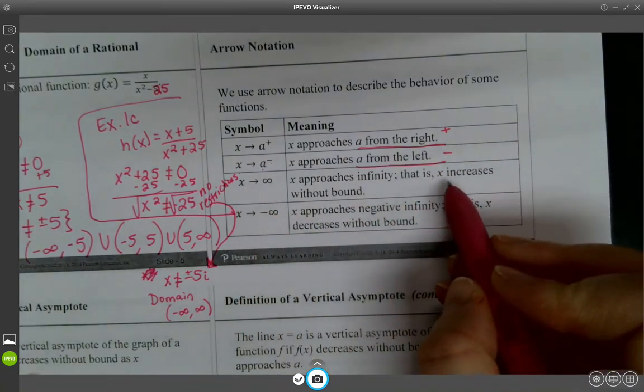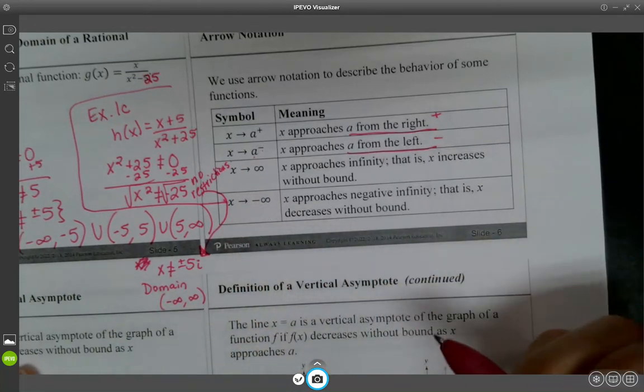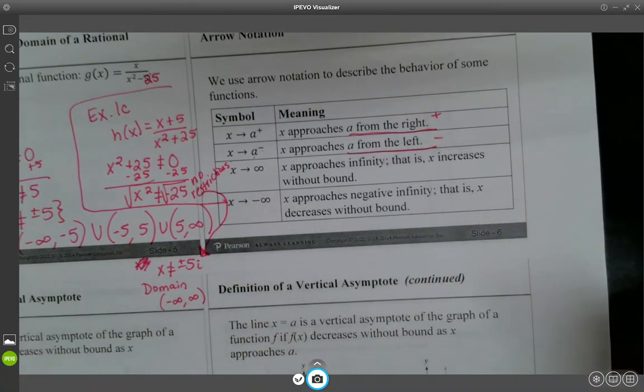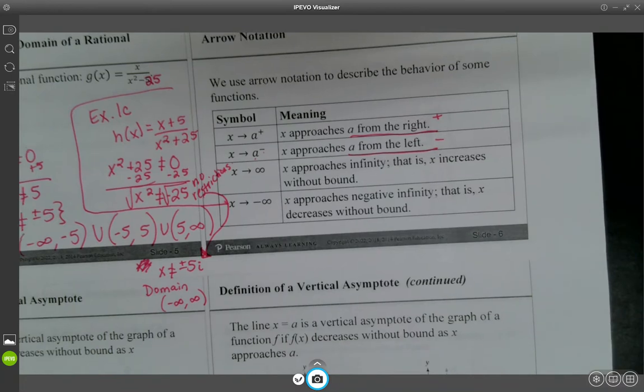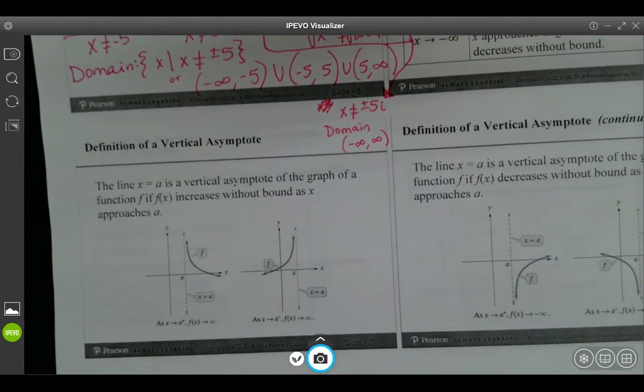X approaching infinity, as x increases without bounds. X approaches negative infinity, as x decreases without bounds. So that's the arrow notation. So we'll look at our vertical asymptote.